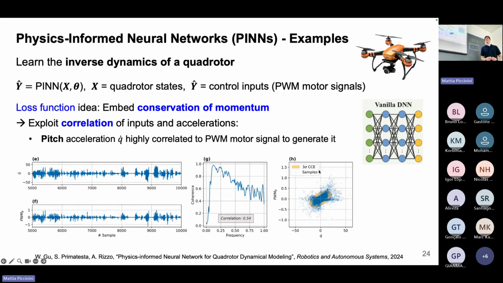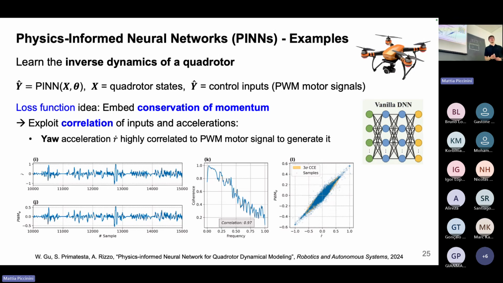And the same for pitch acceleration and its corresponding PWM signal. And also for the yaw acceleration. So when you spin on the vertical axis, here the correlation is even higher. You see, it's almost a line here. And so basically, they use this physical intuition and try to encode it in the loss.